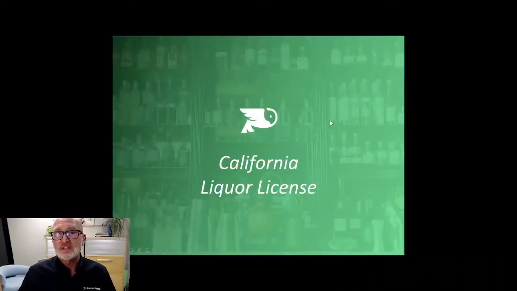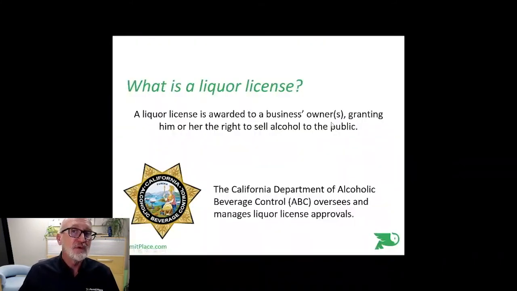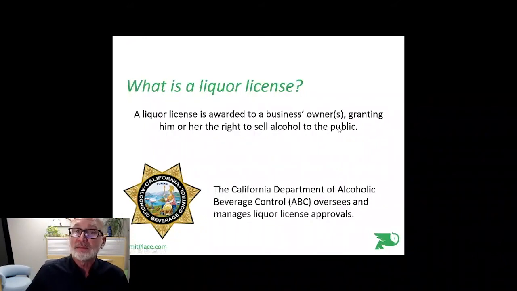Now that's just for the CUB at the City of LA. For the Type 41 liquor license at Cal ABC, that's another set of costs as well. The liquor license that California ABC sends out is the state approval for you to sell alcohol to the public. They oversee and manage all liquor license approvals.